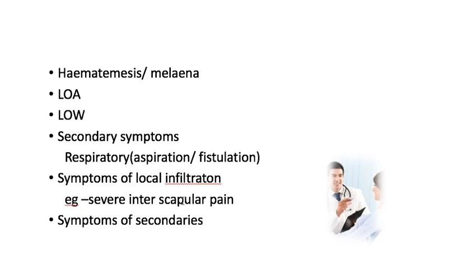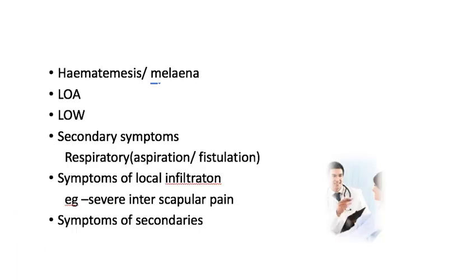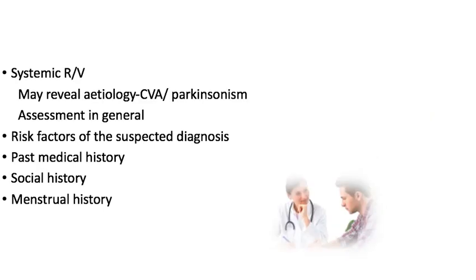Then in the systemic inquiry, the neurological inquiry becomes very important, because in the neurological inquiry, you may find clues to one of the neurological conditions which is responsible for the dysphagia. And also in the medical history, they may be already diagnosed with one of the conditions. And then, so that's your systemic inquiry.